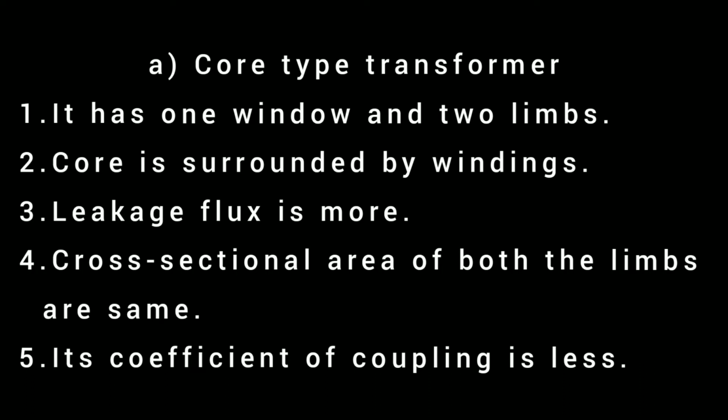Third one is that leakage flux is more, hence power transfer capability is less. What is leakage flux? Leakage flux is the flux passing through the air. Okay. Then the next point is the cross-sectional area of both limbs is the same, so equal magnitude of flux gets transferred. Then the next point is the coefficient of coupling is less. Then the next point is it requires more copper and less insulating material.